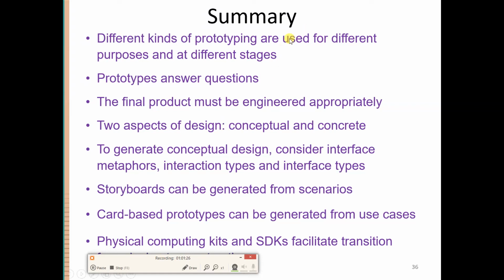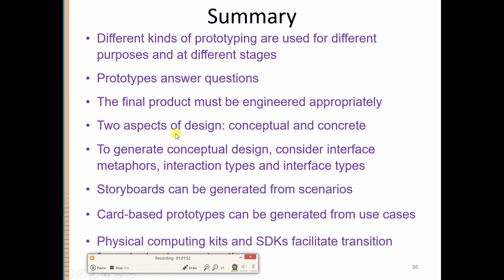Different kinds of prototypes are used for different purposes and at different stages. Prototypes answer questions about the design of the product. The final product must be engineered appropriately. We know that in prototyping we have to make some compromises, maybe vertical compromises or horizontal compromises. These should not appear in the final product. So we have to develop the final product which does not have any compromises.